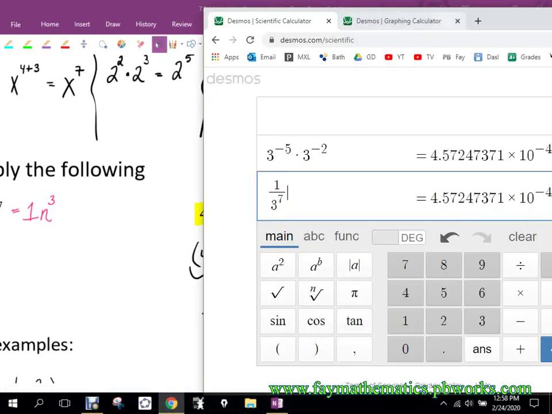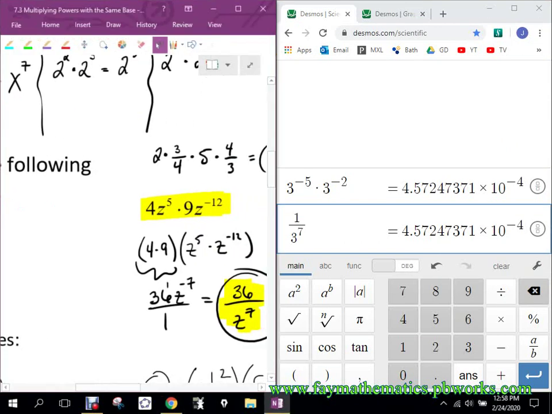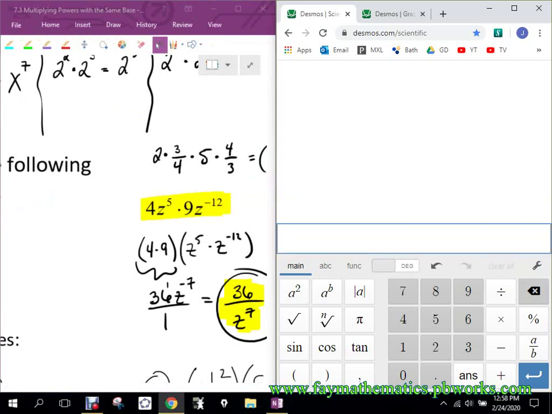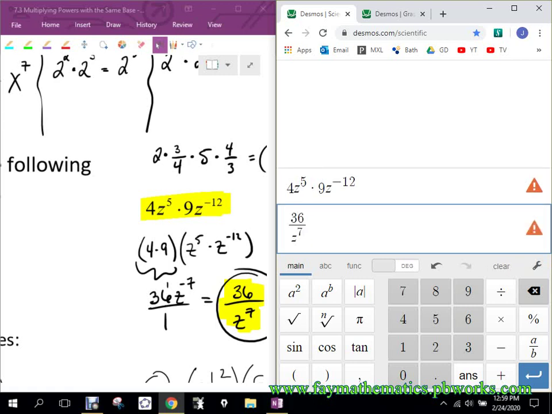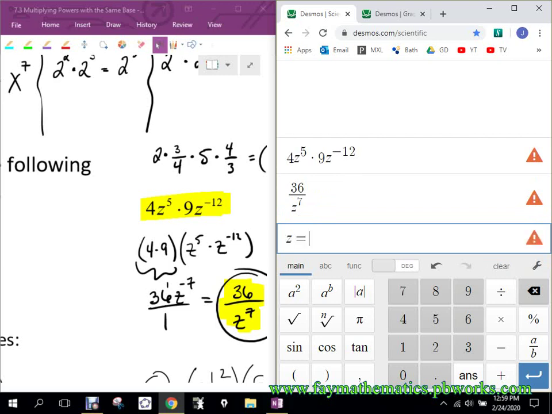Now, again, we can check this. And I hope, going through these processes, that you guys are seeing the benefit of checking them, okay? 4z to the 5th times 9z to the negative 12th. Hit enter. It doesn't know what z is yet, so that's why we got the warning sign over here. And we'll have 36 divided by z to the 7th. Okay? What do you want z to be? Give me a number. Heard 4.